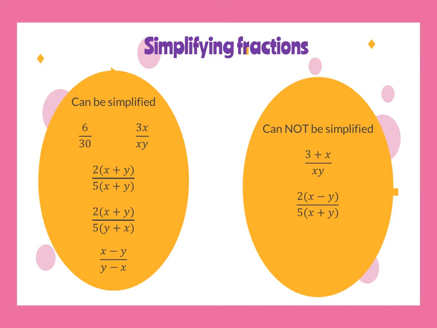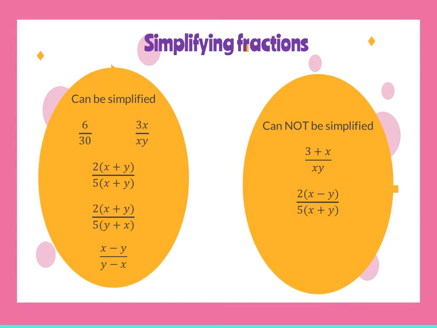So we're going to start with simplifying fractions, okay? If you look at the ones on the left here, these can be simplified. The ones on the right cannot be simplified. So if I look at the left, I would say both 6 and 30 are divisible by 6. It would go into itself once and into 30 5 times, and that's how I would simplify that fraction.